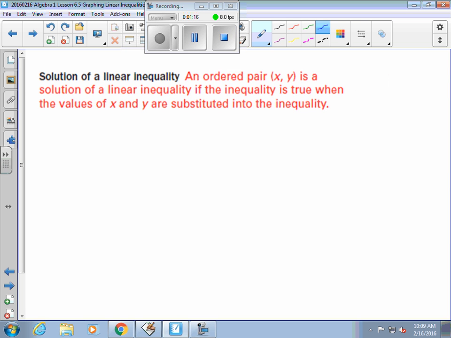A solution of a linear inequality is any ordered pair. Remember, an ordered pair is both an x and a y value that gives a true statement when you plug it in or when you sub it in. So you just need to know to pair solution with true. Solution gives you a true statement. Something that is not a solution would give you a false statement.